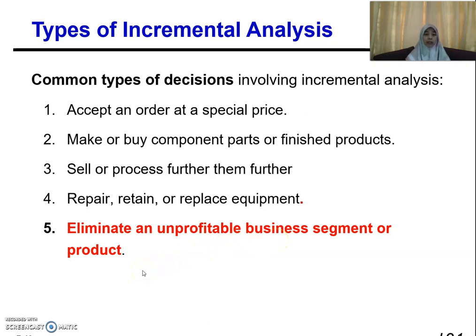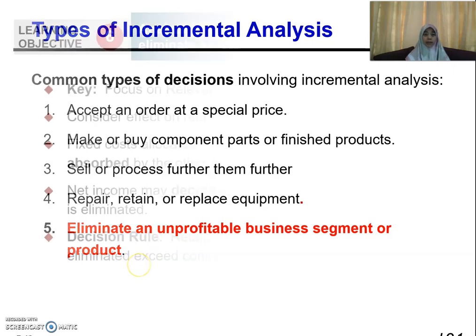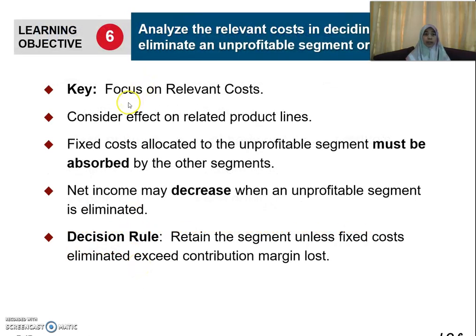So you want to decide whether you want to continue with that product or that particular segment, or you want to eliminate it. Okay, the key focus is on the relevant cost. You have to consider the effect on related product lines, and then fixed costs allocated to the unprofitable segment must be absorbed by the other segments.